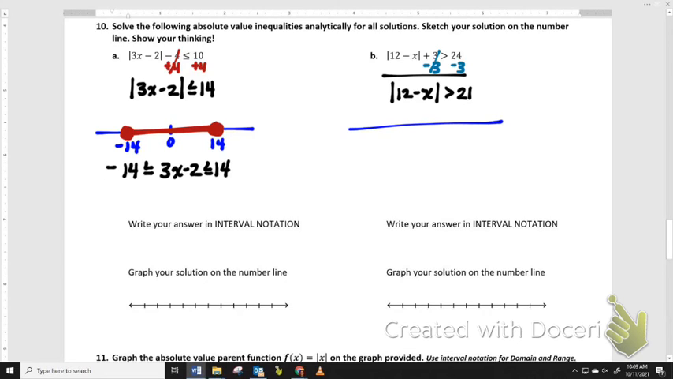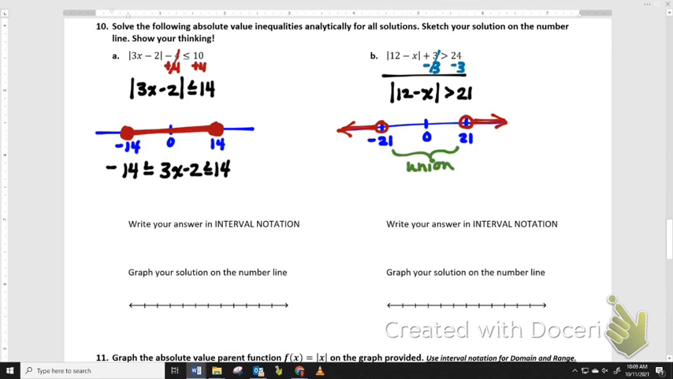Compare and contrast that to this one over here. Part B says that it is greater than 21 units away from 0. What does my reference sketch look like here? Anything outside of 21 and negative 21. So moving away, trying to get away from 0. We are more than 21 units away from 0. Is it shaded in the middle? What does that mean? Union.